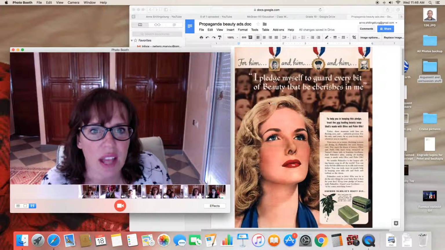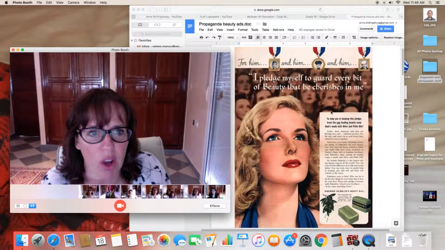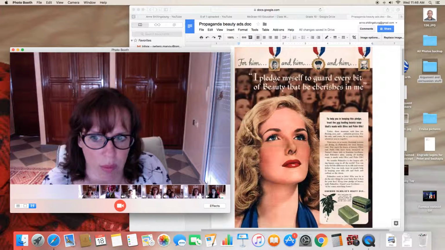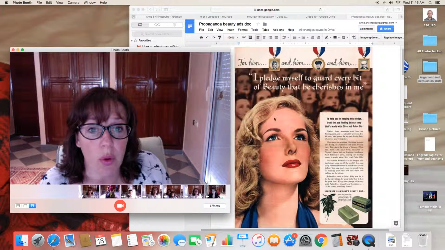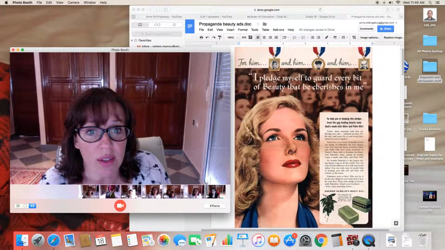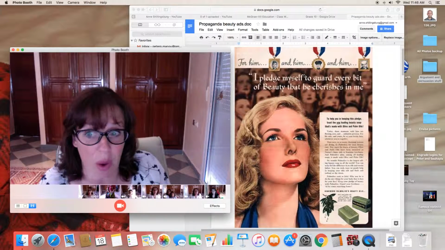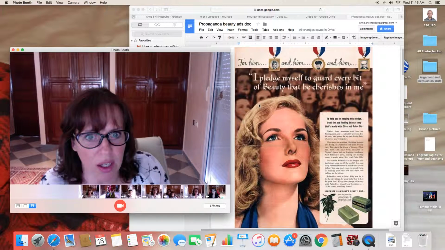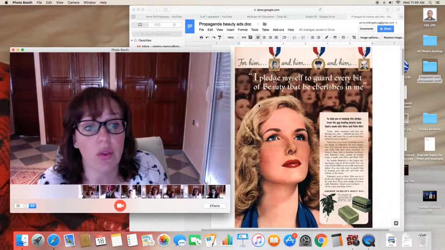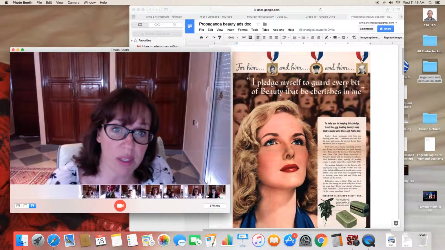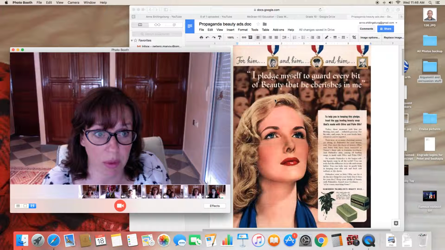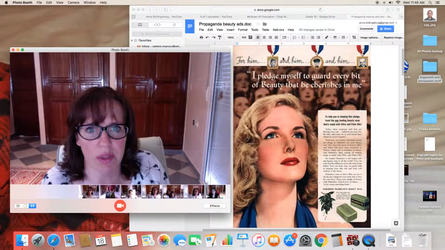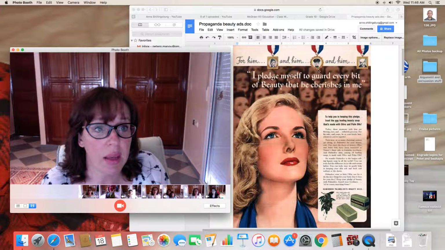Now, in addition to that, behind this woman, we have a crowd of other women. So with this crowd, we're also seeing that this is a bandwagon type of propaganda. So it's not just this woman who's doing it. There's some suggestion that if you don't use Palmolive, then you're missing out on being like all of these women. And then here, this is the biggest one. For him and him and him.